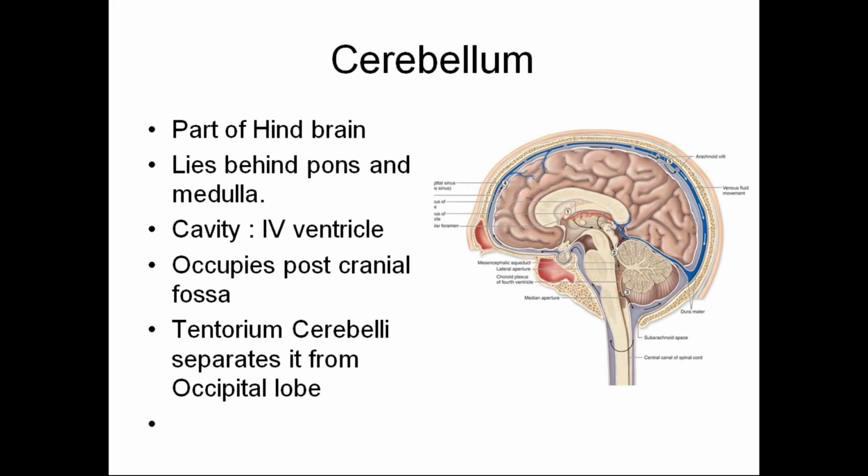So it's a part of the hindbrain. When we talk about hindbrain, that means the pons, the medulla, and the cerebellum form the hindbrain, or we call it the rhombencephalon. And in that, the cavity of the hindbrain is the fourth ventricle. So the cerebellum forms the roof of the fourth ventricle, while the pons and the medulla form the floor of the fourth ventricle. I'll go on to that later.